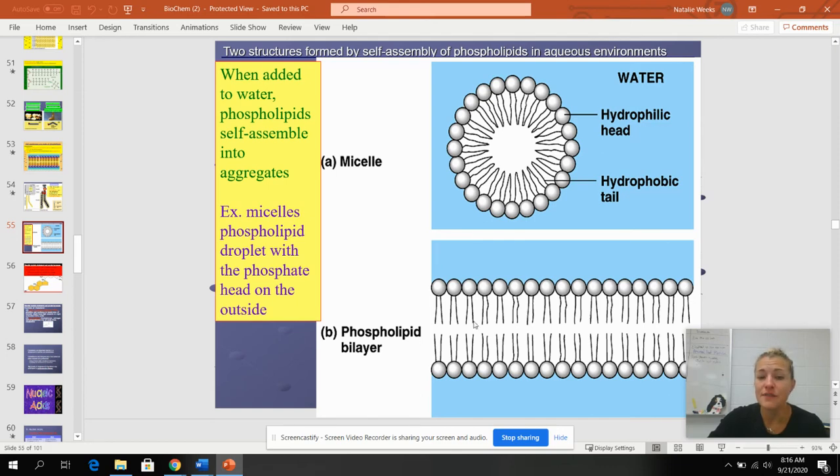When we create that phospholipid bilayer, we basically have two micelles, and they come together and make that double layer, which surrounds all of our cells. So a phospholipid bilayer is basically just like a double bagged thing. There are two layers all around that.